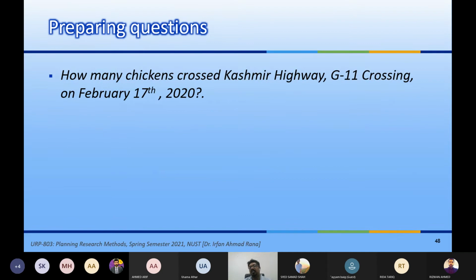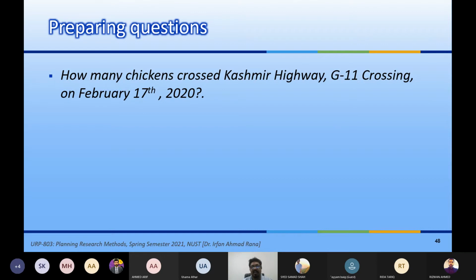Then you might prepare it like this: How many chickens cross the Kashmir Highway G11 crossing? I'm very specific about which place and how many chickens on this particular date. So I have specified it, and my question is there. This again gives you an answer, but it really specifies a problem statement. It has become a bit specific.